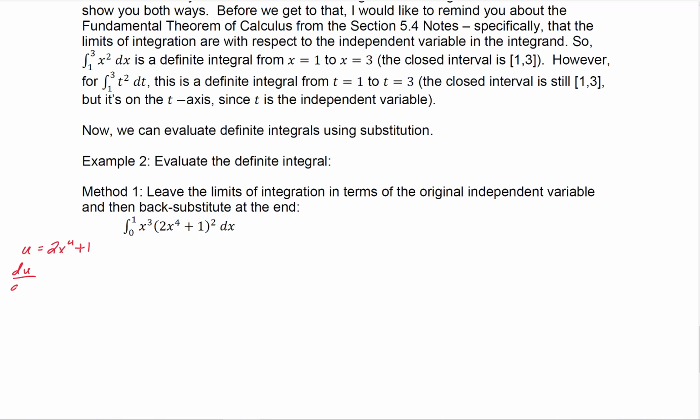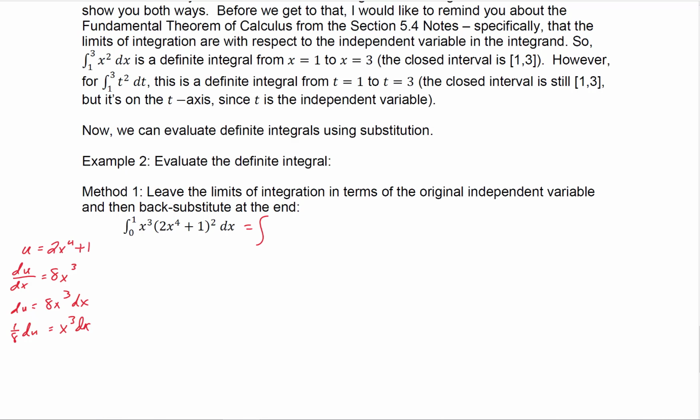So du dx equals 8x to the third power. So du equals 8x to the third power dx. But how many x to the third powers do we have with dx? We only have one, so we have to divide by 8 on both sides. So 1/8 du equals x cubed dx. So now we do our substitution.